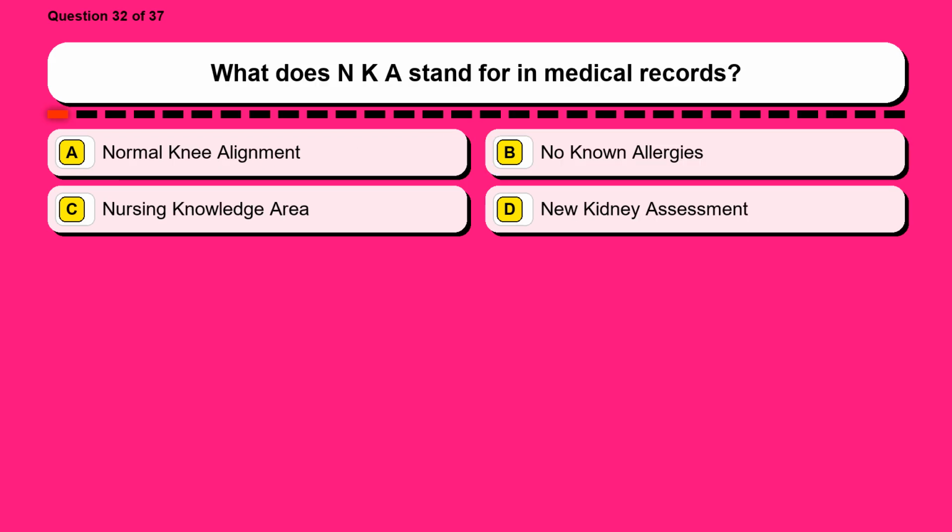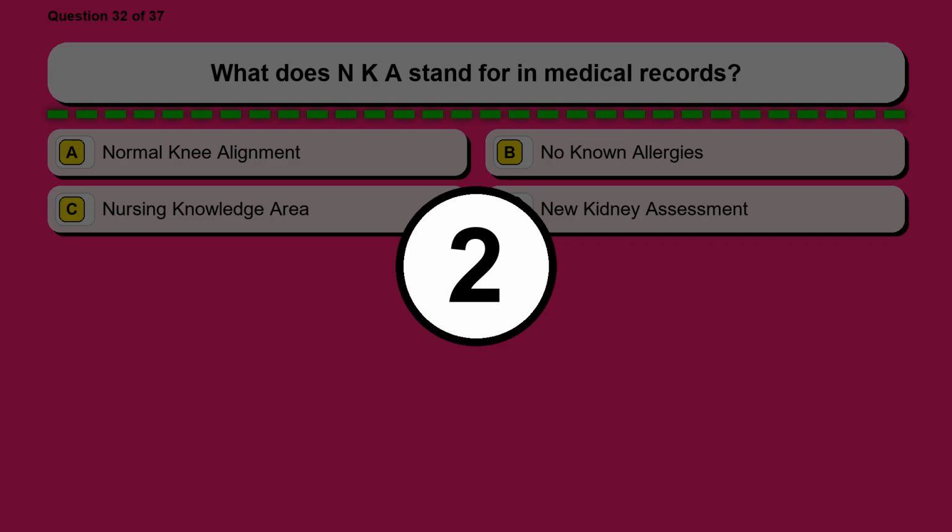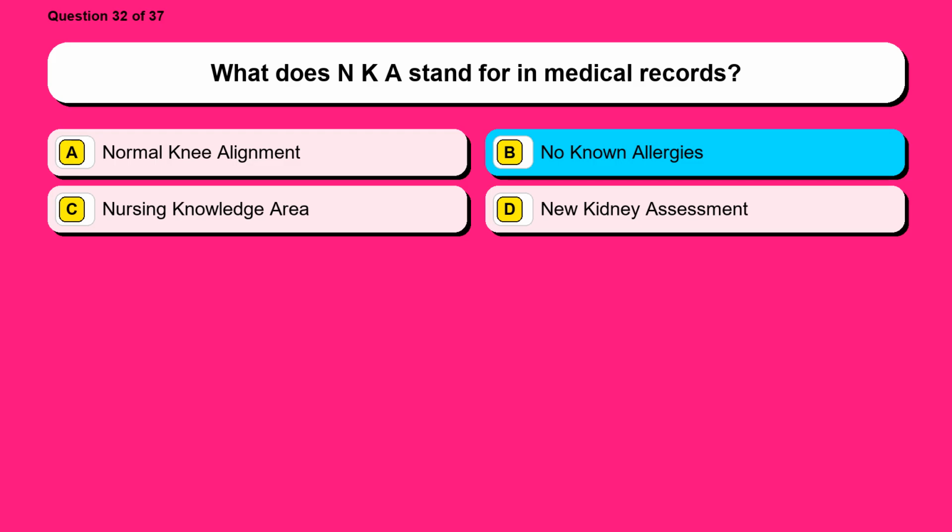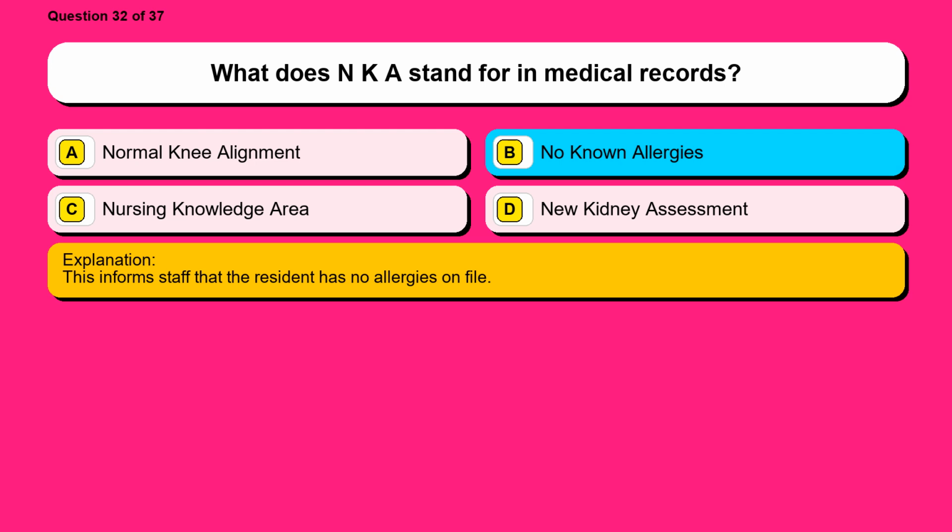Question 32. What does NKA stand for in medical records? Option A, normal knee alignment. Option B, no known allergies. Option C, nursing knowledge area. Option D, new kidney assessment. The correct answer is option B, no known allergies. This informs staff that the resident has no allergies on file.